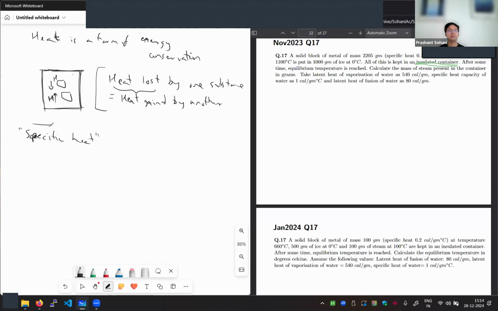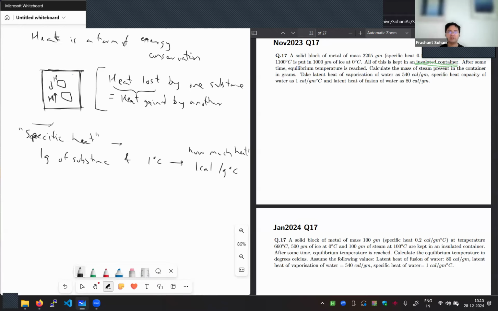Okay, so specific heat is the unit of how much heat is absorbed or emitted by the object. Typically it is given in units for 1 gram of the substance, and if I want to change its temperature by 1 degree Celsius, then how much heat is required? For water, it is well known that water has a specific heat capacity of 1 calorie per gram degree Celsius.